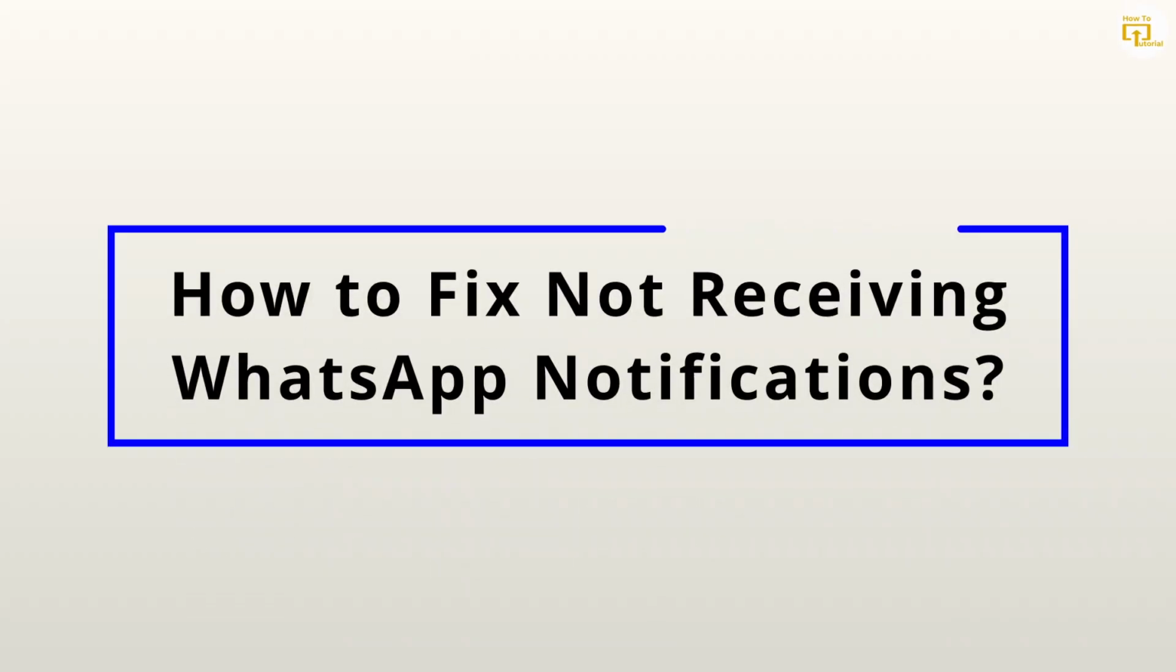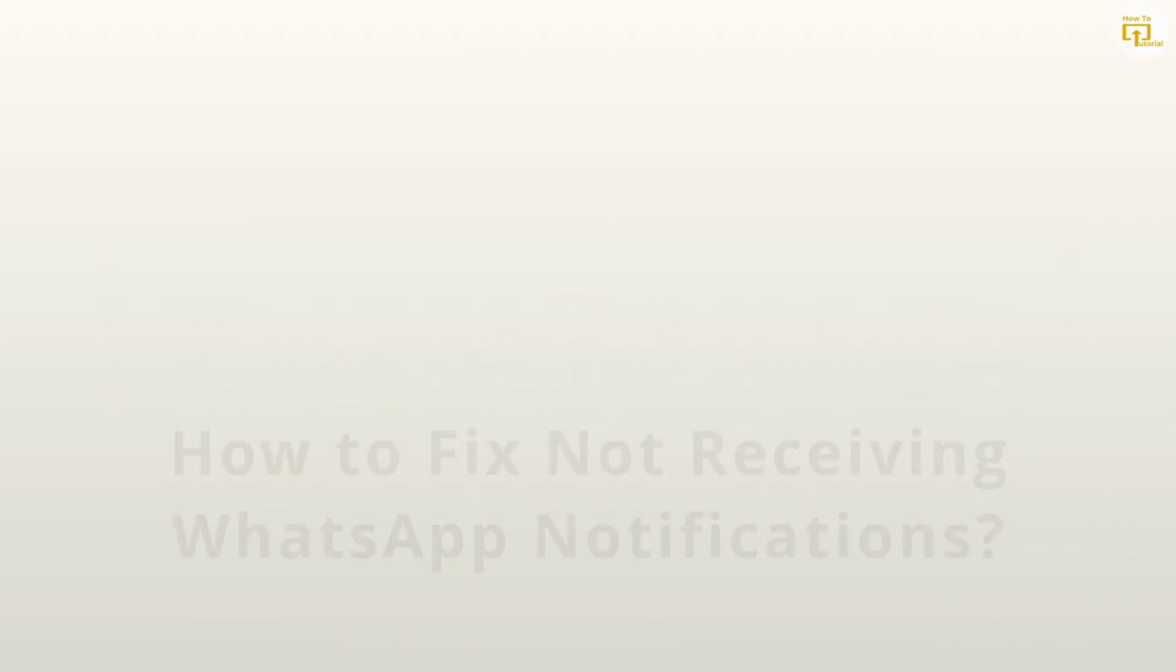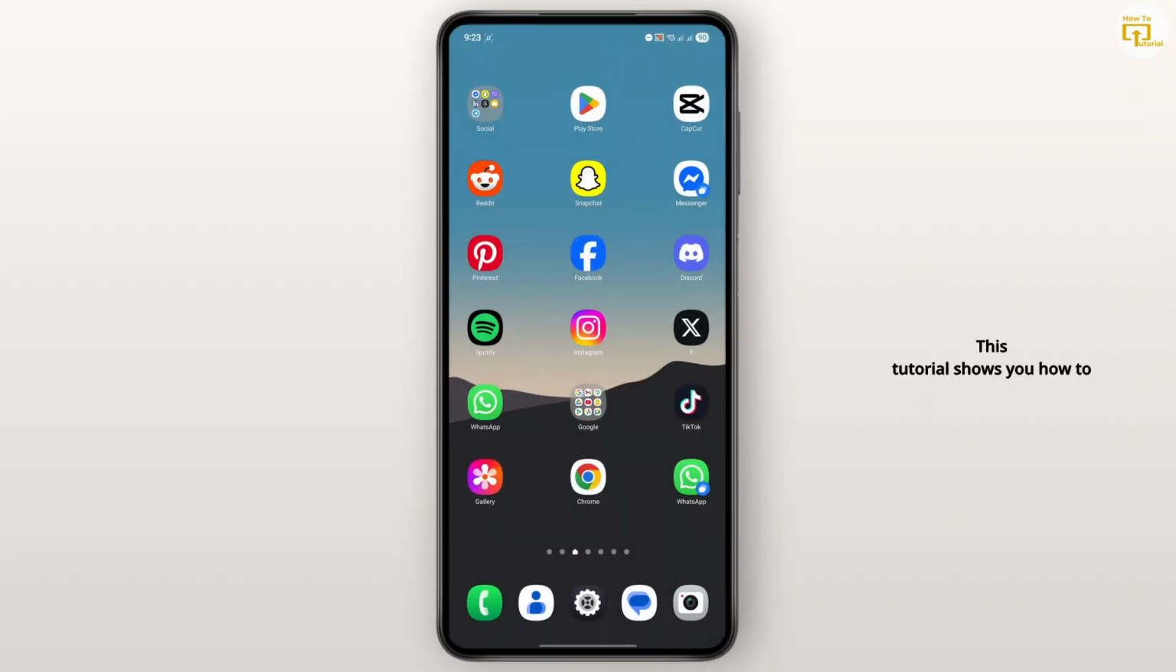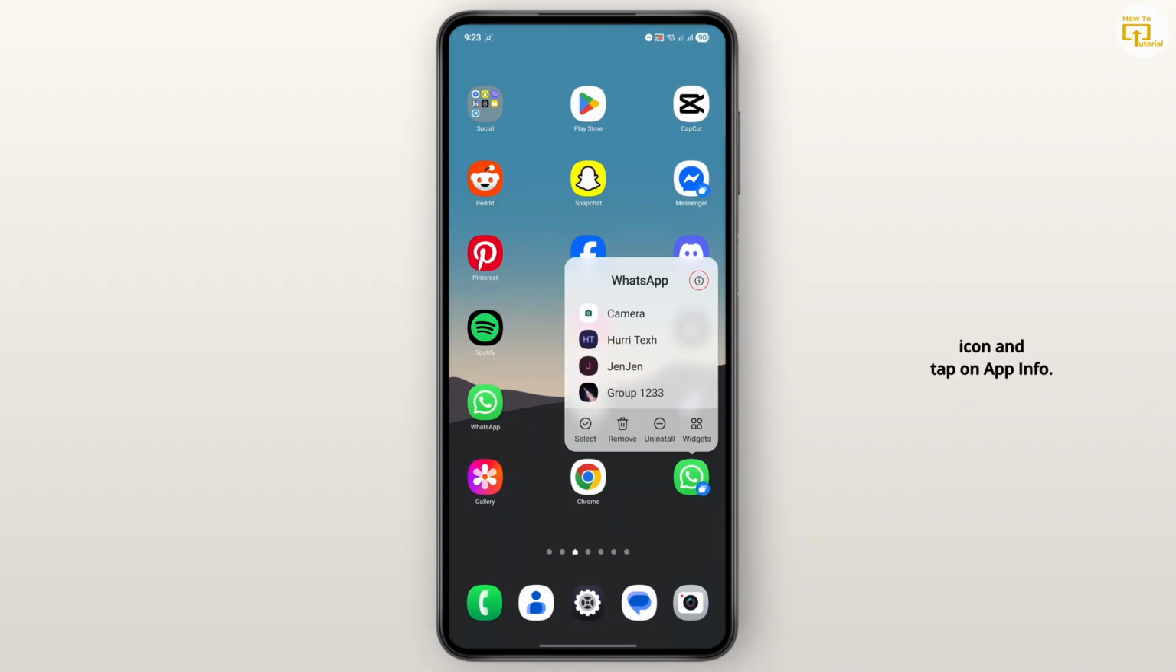How to fix not receiving WhatsApp notifications. This tutorial shows you how to troubleshoot and resolve missing notification issues on your Android device. First, long press on the WhatsApp app icon and tap on App Info.